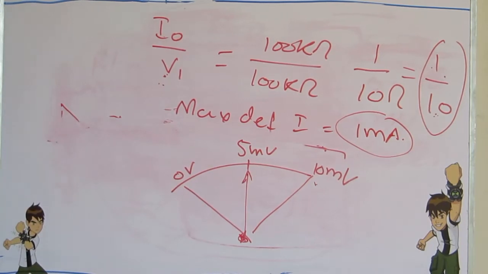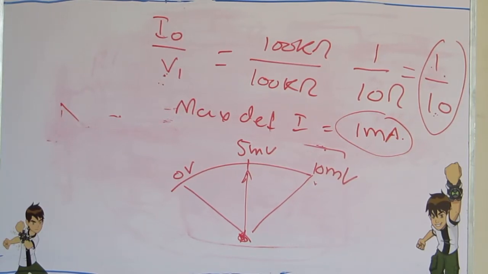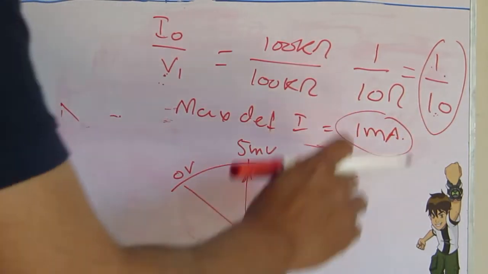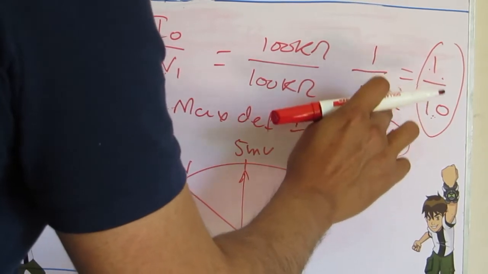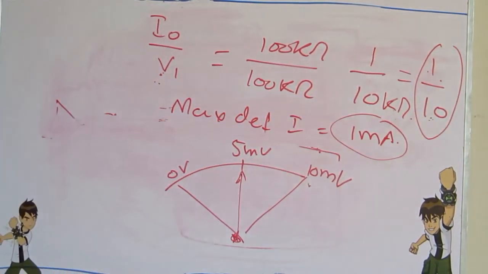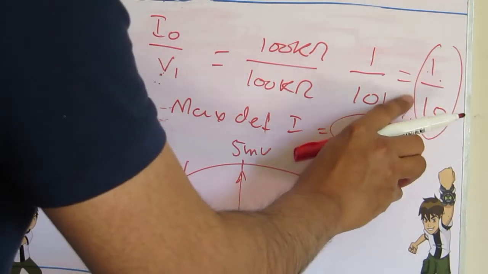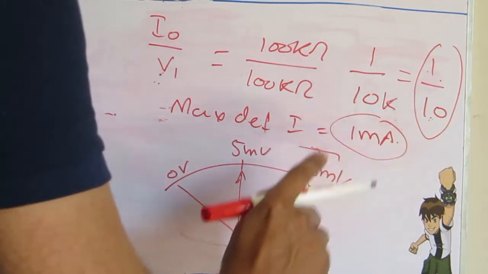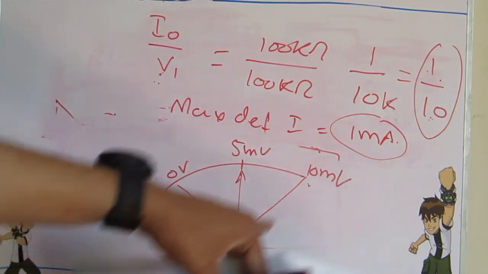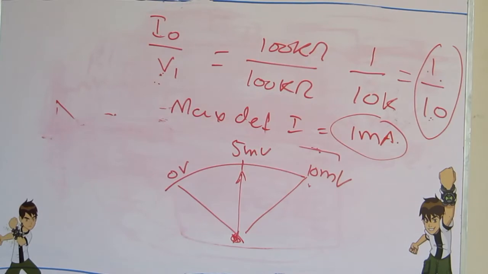And what if you want to increase the range? You want to measure tens of volts. Then you need to make this resistor 10 kilo ohm, so that you will get 1 milliampere of current against 10 volts.